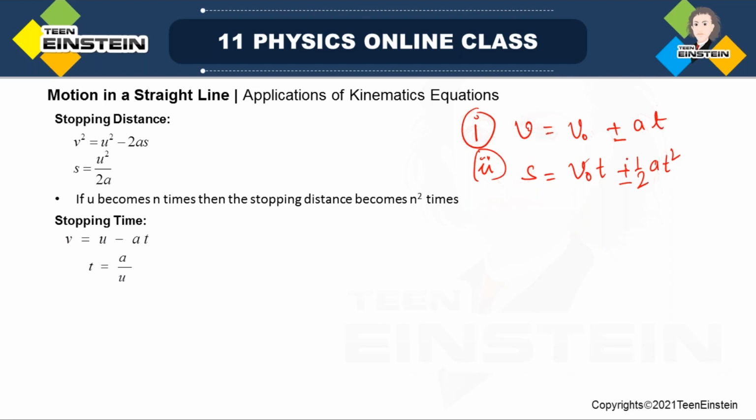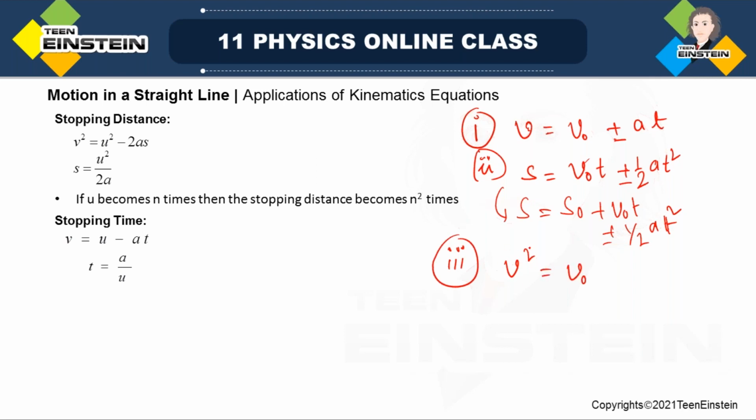Then if some displacement had already happened initially, say s0, this expression can be modified as s = s0 + v0 t plus or minus half a t square. And the third equation was v square, the velocity at any instant of time, is equal to v0 square plus or minus 2 a s, with acceleration and displacement. If you know the displacement, acceleration and initial velocity, you can find out the final velocity of the motion.